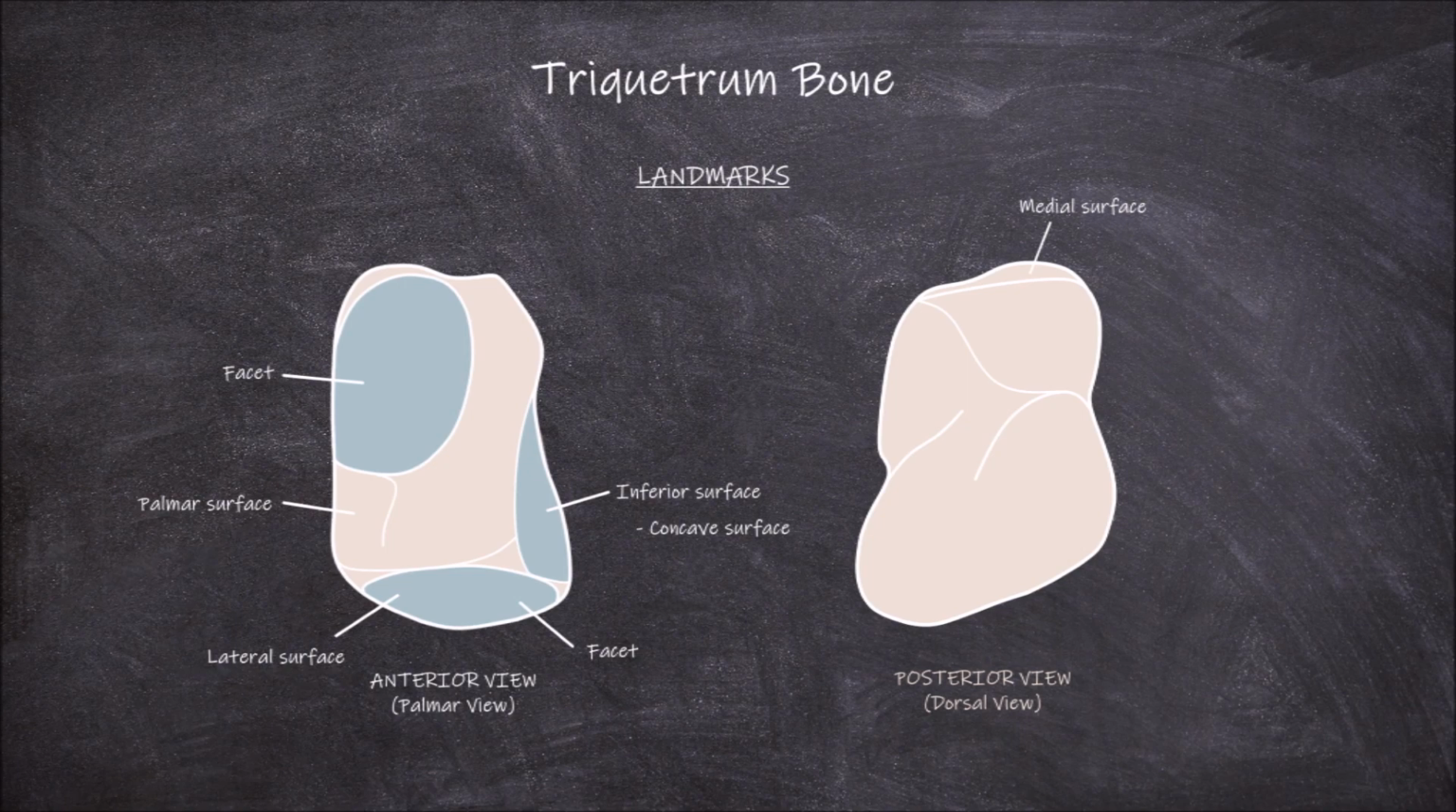The fifth and final surface is the superior surface. This surface has a rough area where no articulation takes place and a convex portion for articulation with the triangular articular disc of the wrist.